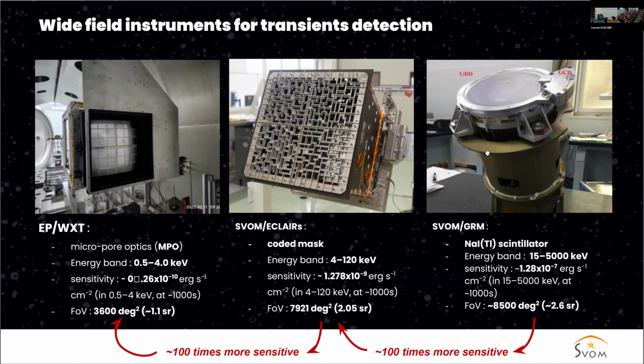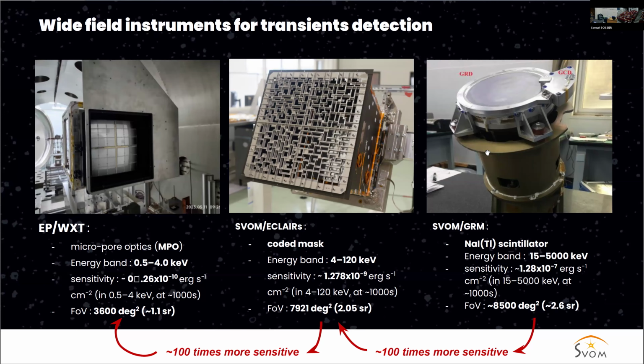EP-WXT, I will just go quick, is an instrument that operates in the range of 0.5 to 4 keV, whereas ECLAIRs is at 4 to 120 keV, and then you have GRM that goes from a few keV to MeV. In terms of sensitivity, EP-WXT is at 0.5 times 10 to the power minus 10 erg per second per centimeter square, with a field of view of around 1 steradian.